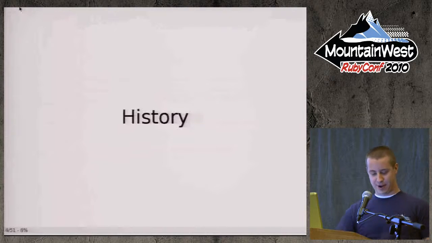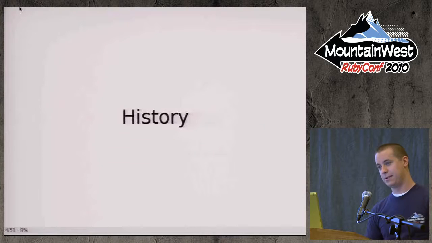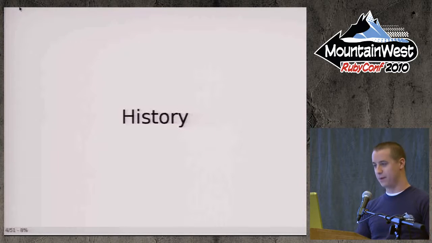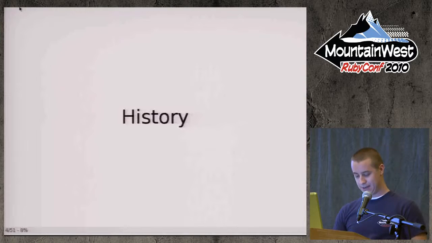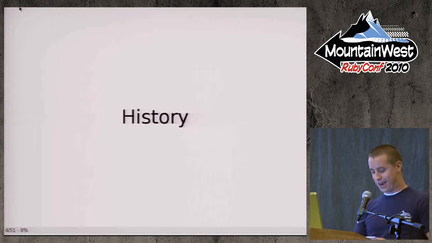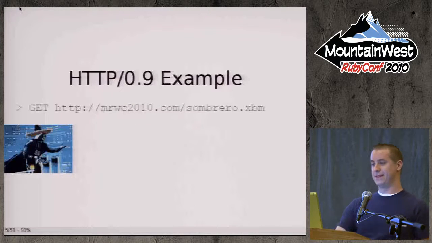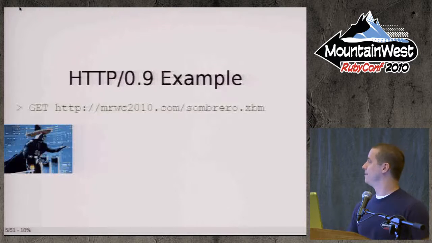So a little bit of history about HTTP. It came about in 1990 when Tim Berners-Lee proposed the World Wide Web of hyperlinked documents. And they were delivered over the Hypertext Transfer Protocol, which was later named HTTP 0.9. And that's an example of what 0.9 looked like, if you wanted to get an old 1990 version of Darth Vader wearing a sombrero.